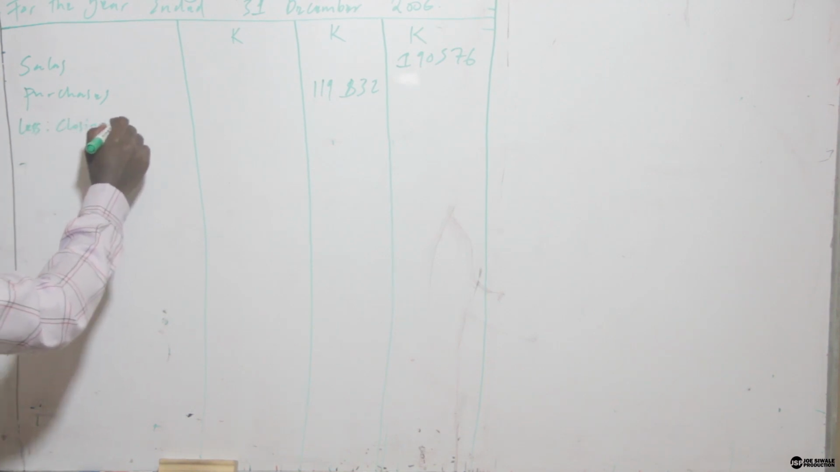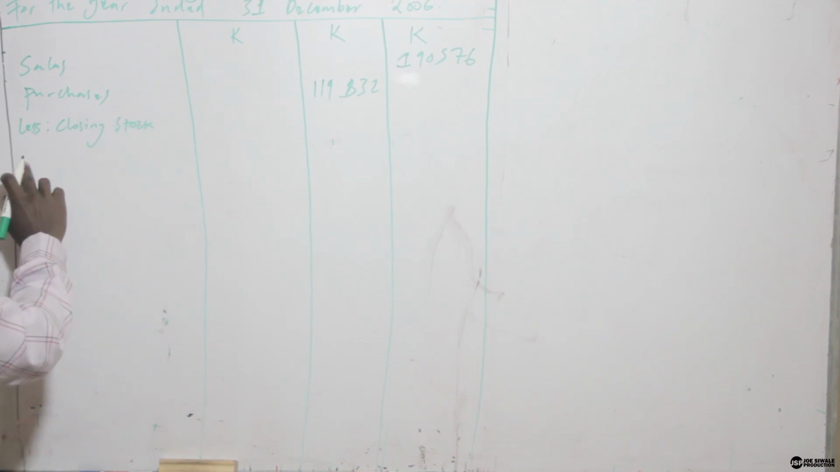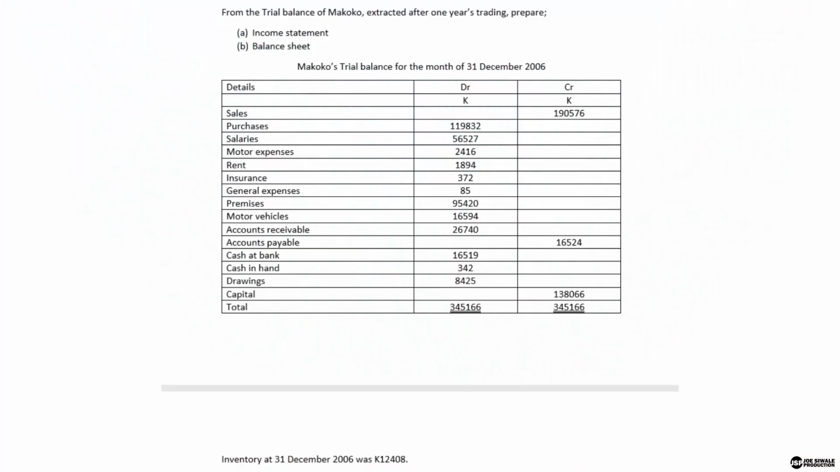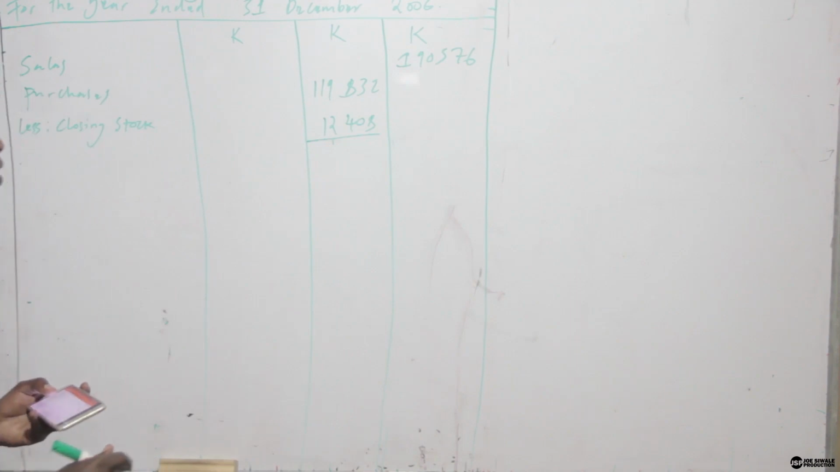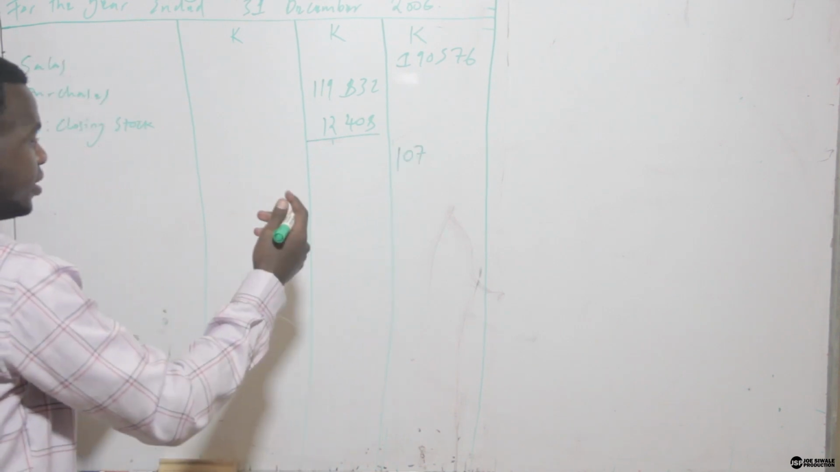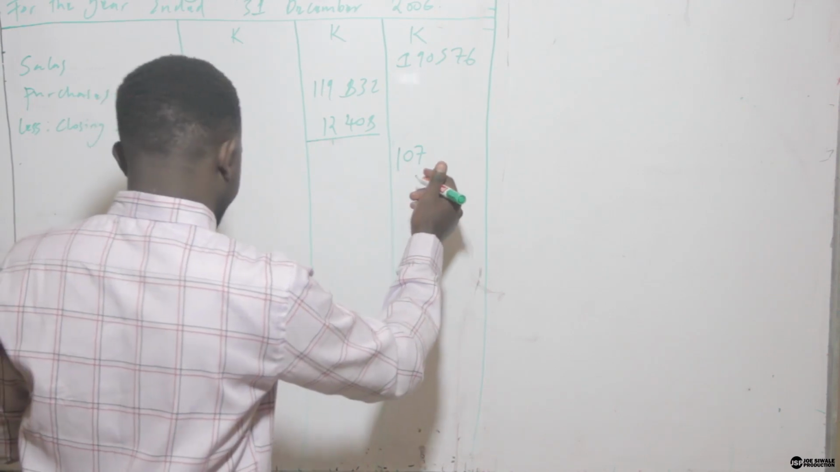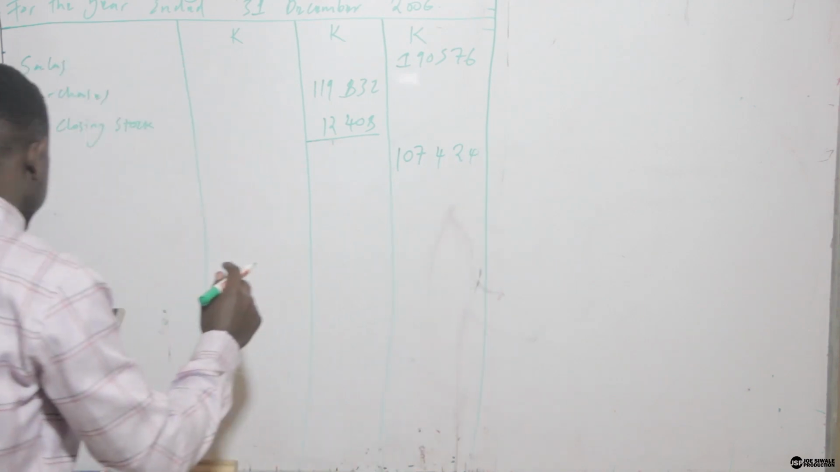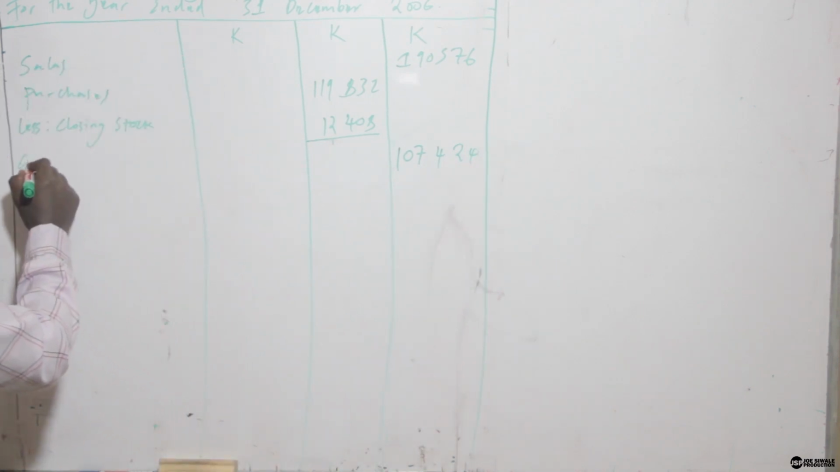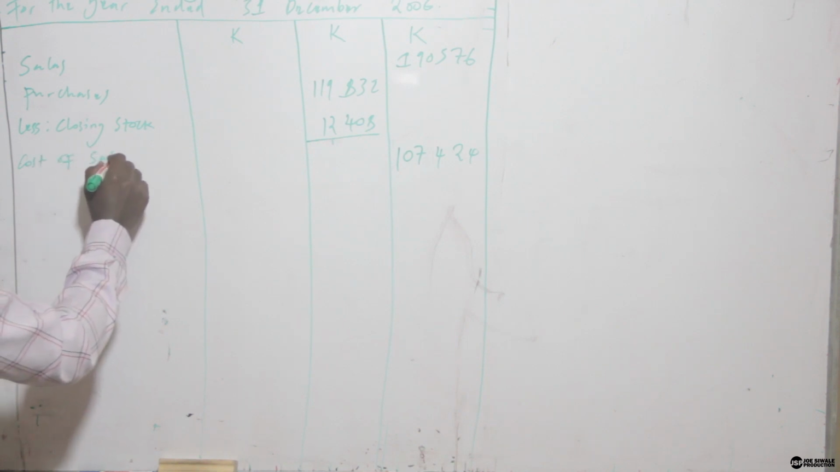closing stock. And our closing stock figure, we are having 12,408. So we're going to find the difference. So we're going to say 119,832 minus 12,408. The answer there is going to be 107,424. So that's going to be our answer, and this is going to be cost of sales.